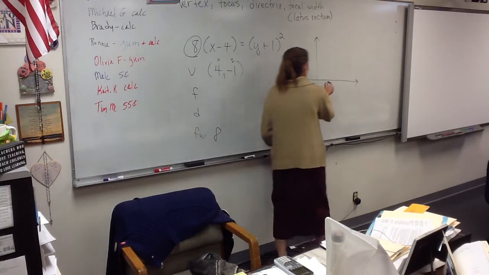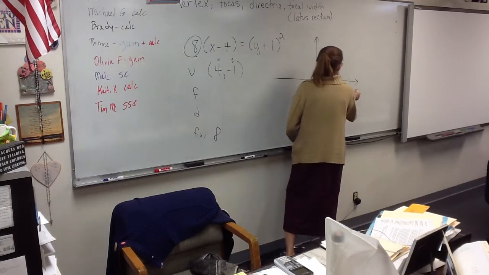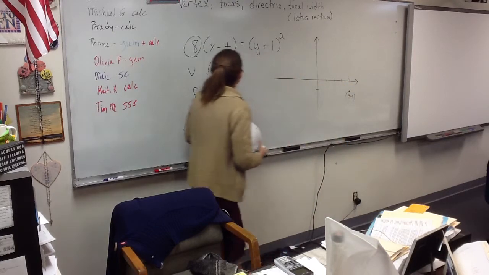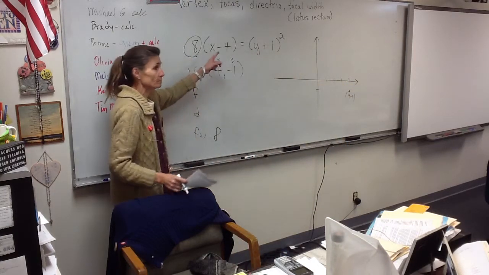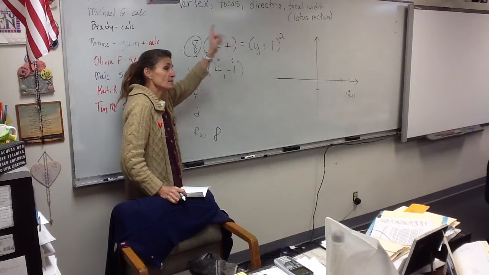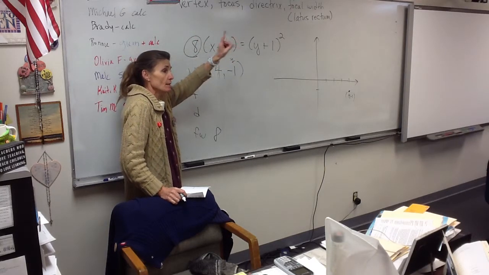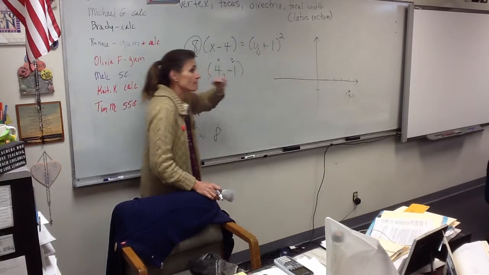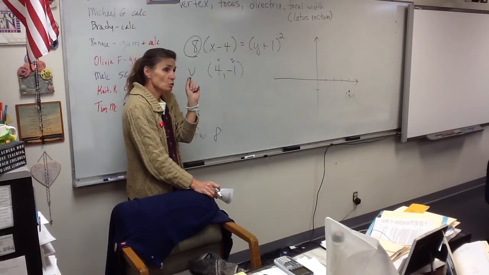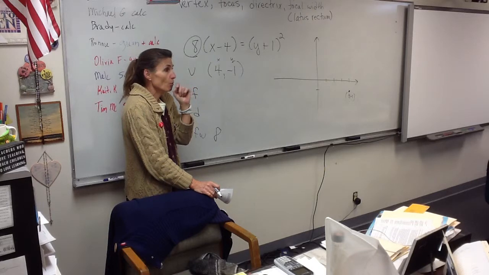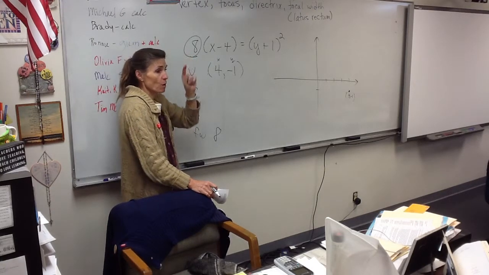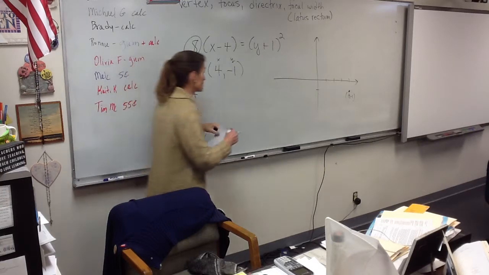Which way does this guy open? I'm going to go ahead and put my vertex on there. There's 4, -1. Which way does this open? Right. It opens right. Let's talk about this one more time. If it's a y squared, it opens right or left. It's a positive y squared, so it opens right.